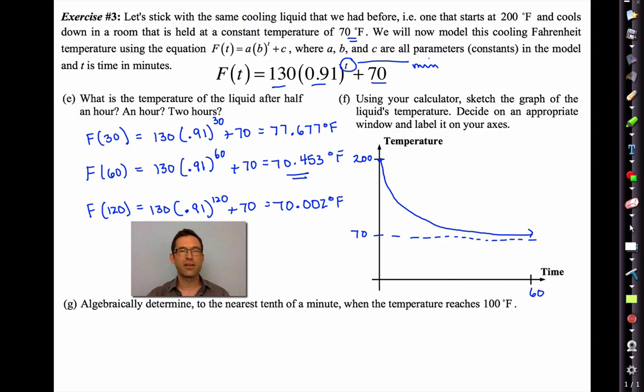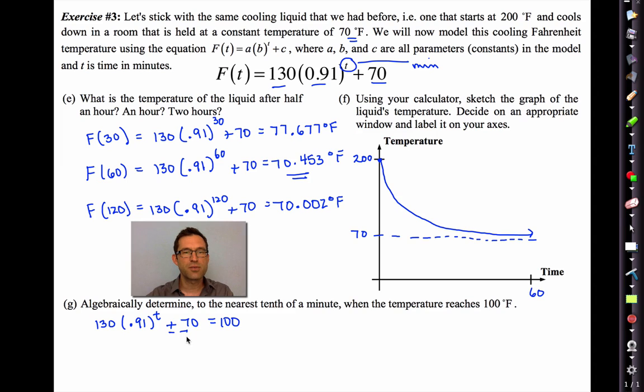Letter G, finally, it says to algebraically, we're going to have to really scoot this in, algebraically determine to the nearest tenth of a minute when the temperature reaches 100. So I don't know, maybe I like my coffee right at 100 degrees, right? So I'm trying to solve this particular problem algebraically. And let's do it. Think about it again. Taken 0.91, raised it to the t, multiplied by 130, added 70, and set it equal to 100.